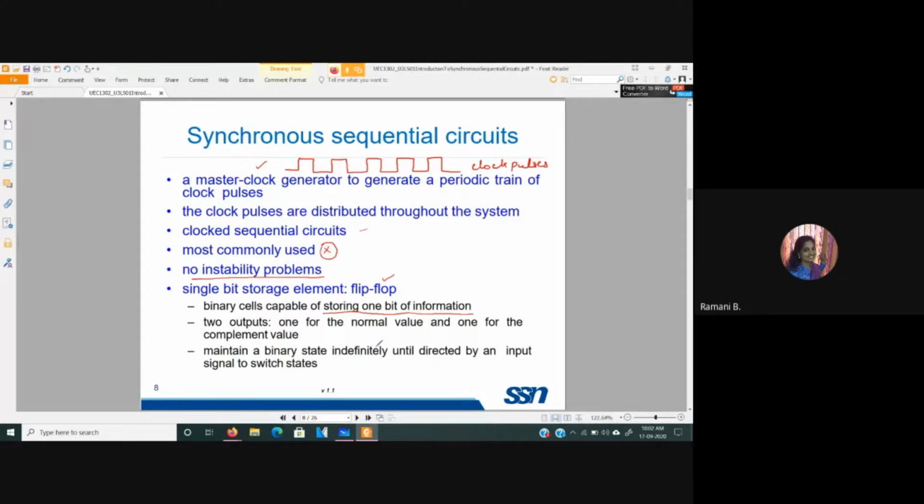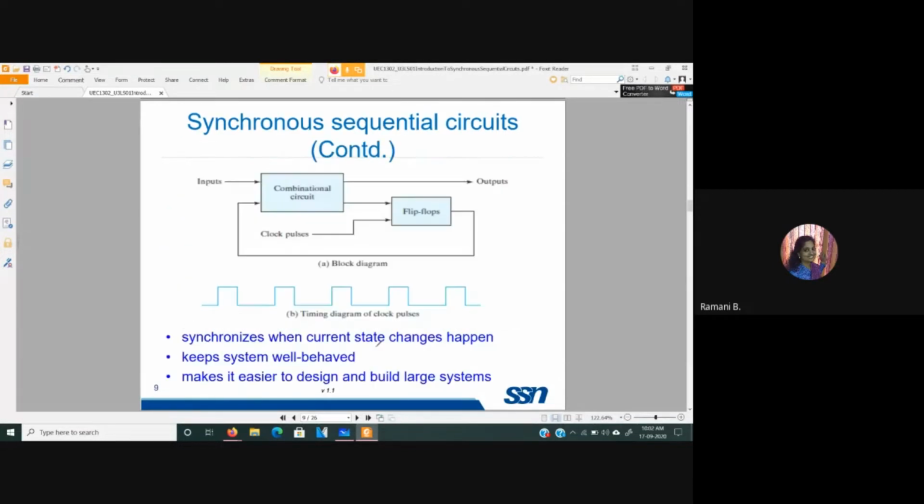It will not change value because it is basically a memory cell. So it will be maintaining the value until otherwise your input is changing. So the timing diagram. This sort of representation, we call it as the timing diagram. So you will be coming across this. Okay. And the memory element, if it is going to be the flip-flop, then definitely there will be clock pulse given to it. Okay.